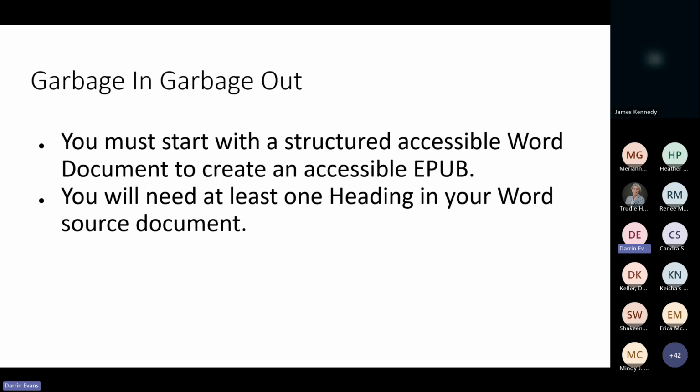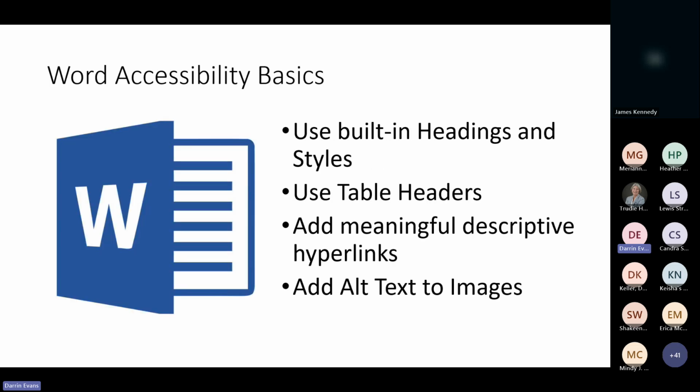But remember, garbage in, garbage out here, right? If you do not have an accessible Word document, you can't turn that into an accessible EPUB. It has to be an accessible Word document. So you're really going to have to understand how to create an accessible Word document. And you'll need at least one heading in your Word document, or it will not work. So those are just a couple of things to remember. You're going to need to know how to create an accessible Word document.